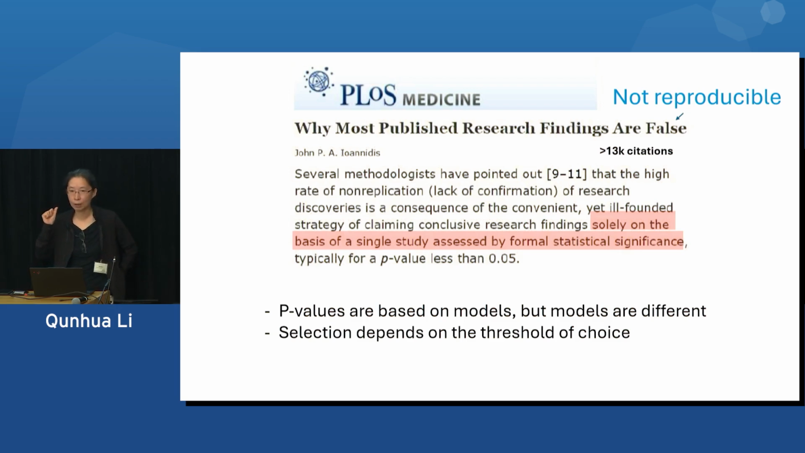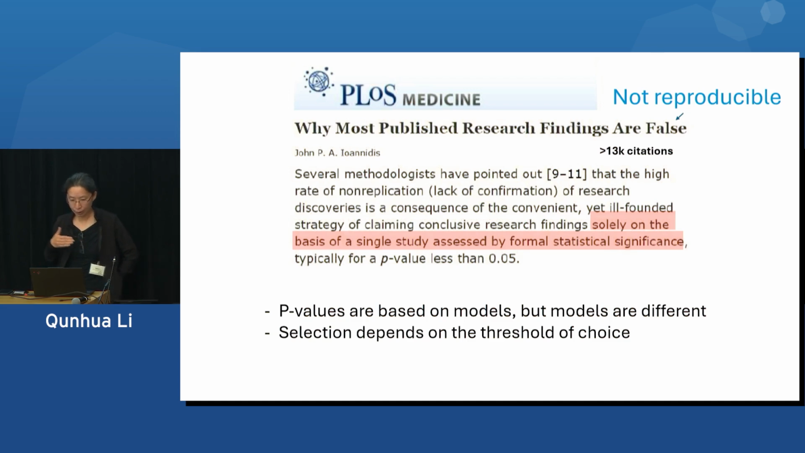So when they say false, actually it often means not reproducible by another independent researcher. Okay, so in this paper, which is actually a very insightful paper, I highlighted one sentence. It says that the reason is because a lot of the claimed research findings are solely based on a single study assessed by formal statistical significance, typically a p-value less than 0.05.